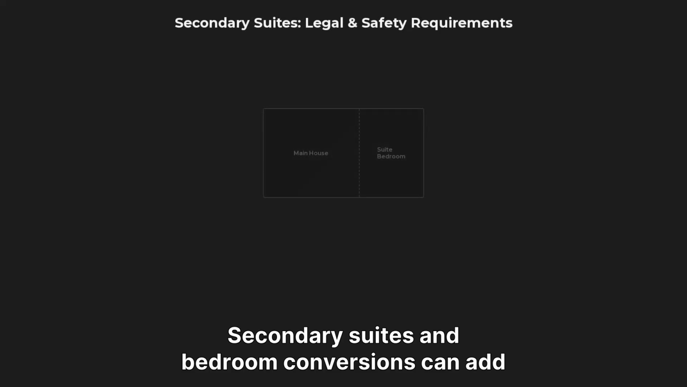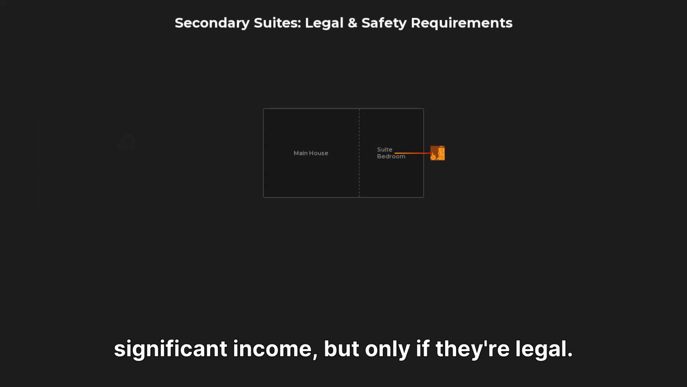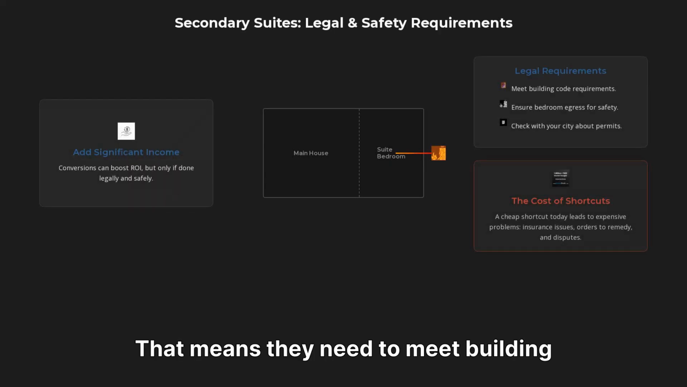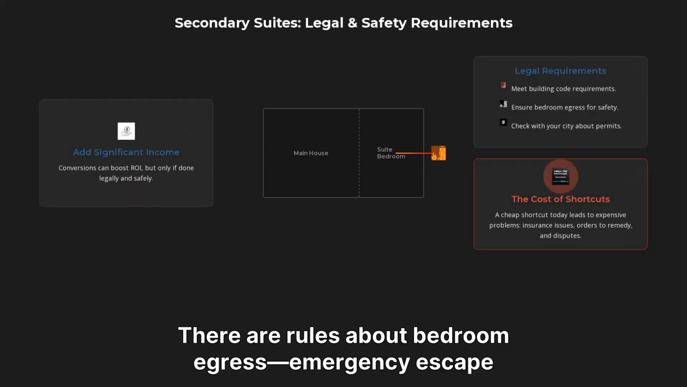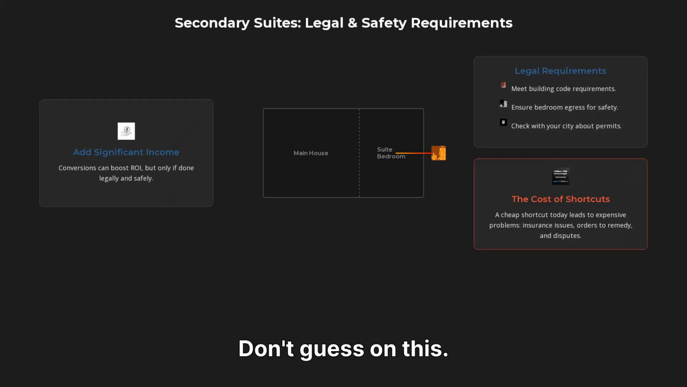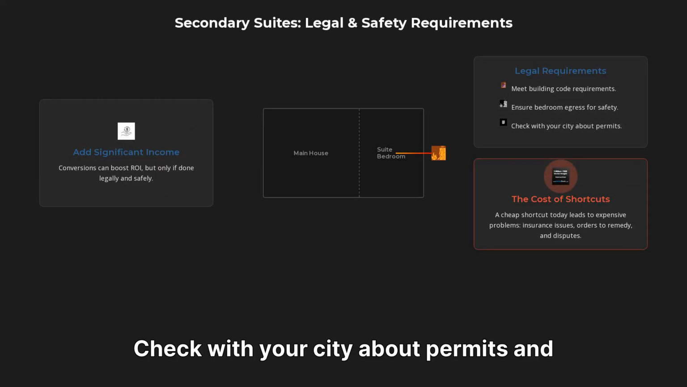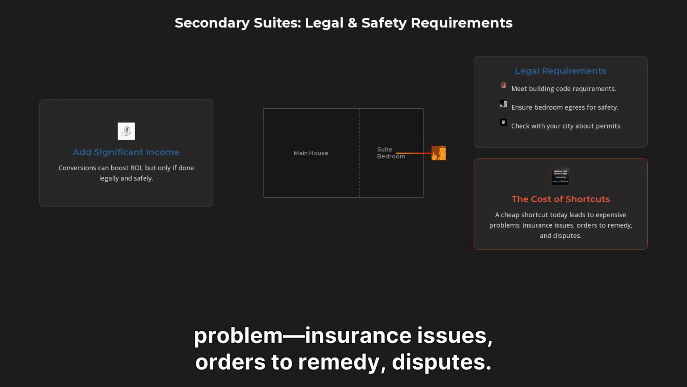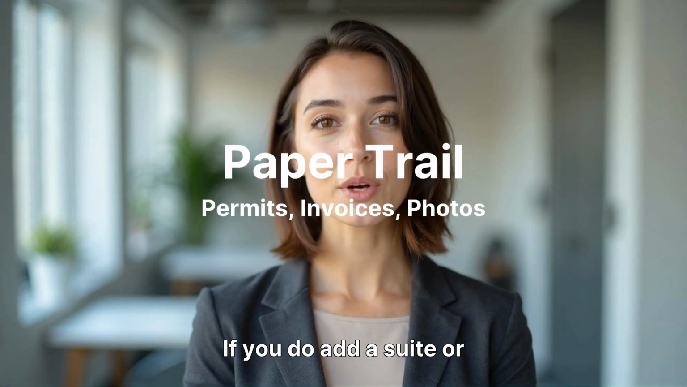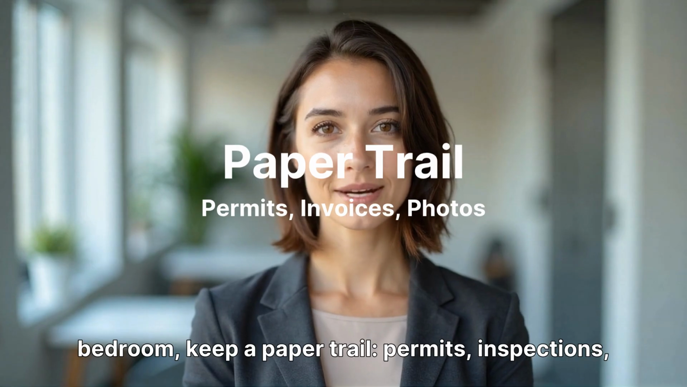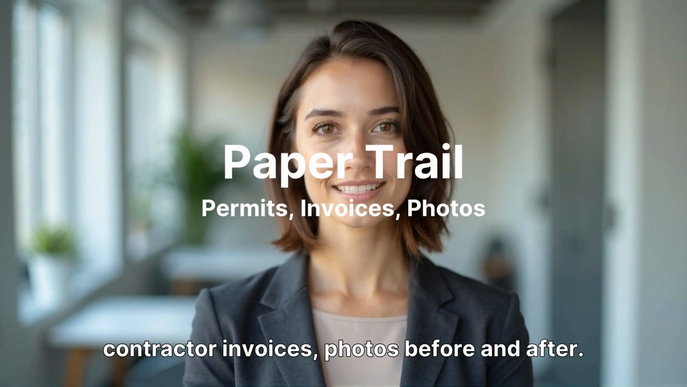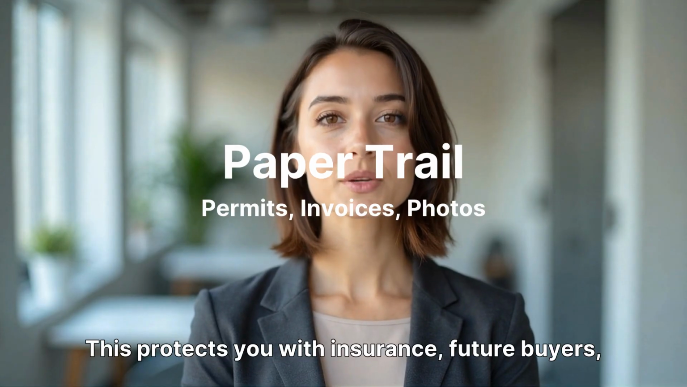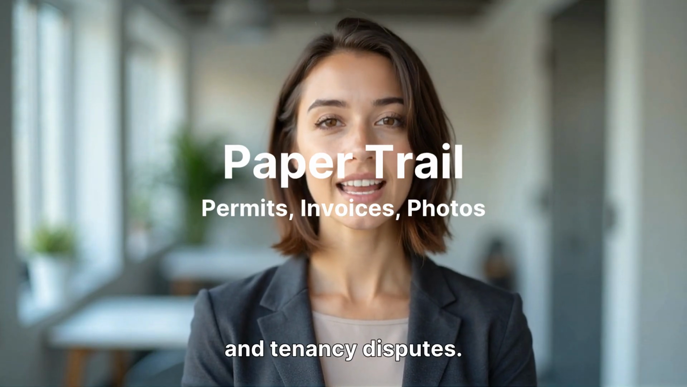Secondary suites and bedroom conversions can add significant income, but only if they're legal. That means they need to meet building code requirements. There are rules about bedroom egress, emergency escape routes, for safety. Don't guess on this. Check with your city about permits and building code requirements. A cheap shortcut today becomes an expensive problem. Insurance issues, orders to remedy, disputes. If you do add a suite or bedroom, keep a paper trail: permits, inspections, contractor invoices, photos before and after. This protects you with insurance, future buyers, and tenancy disputes.